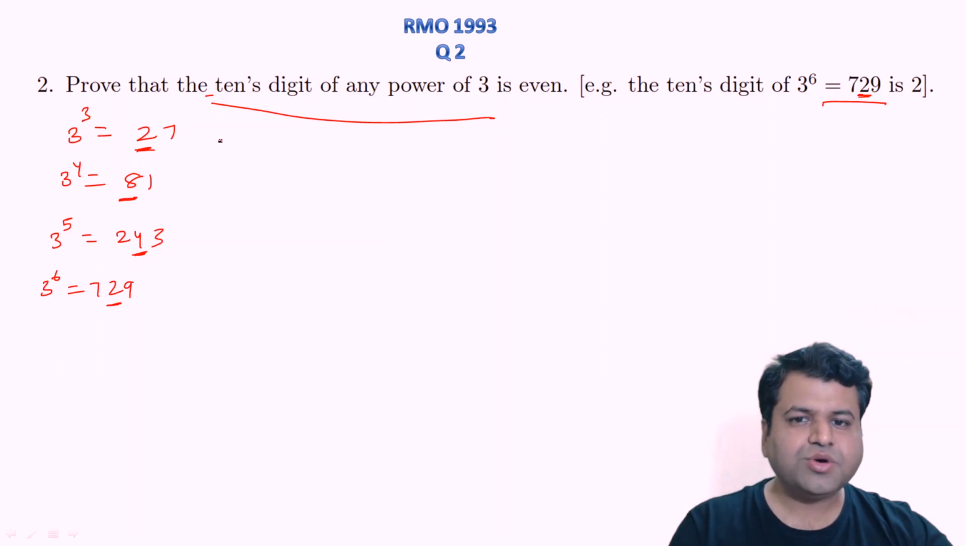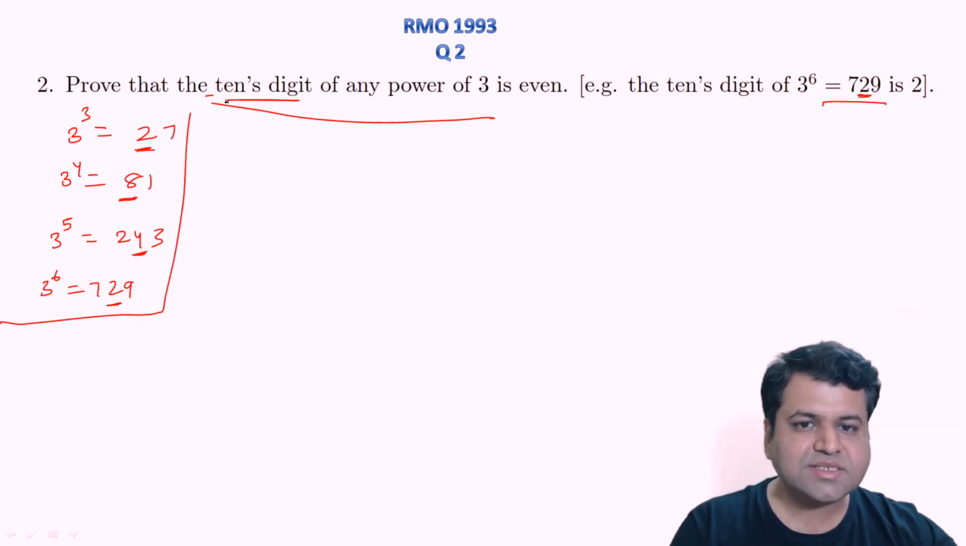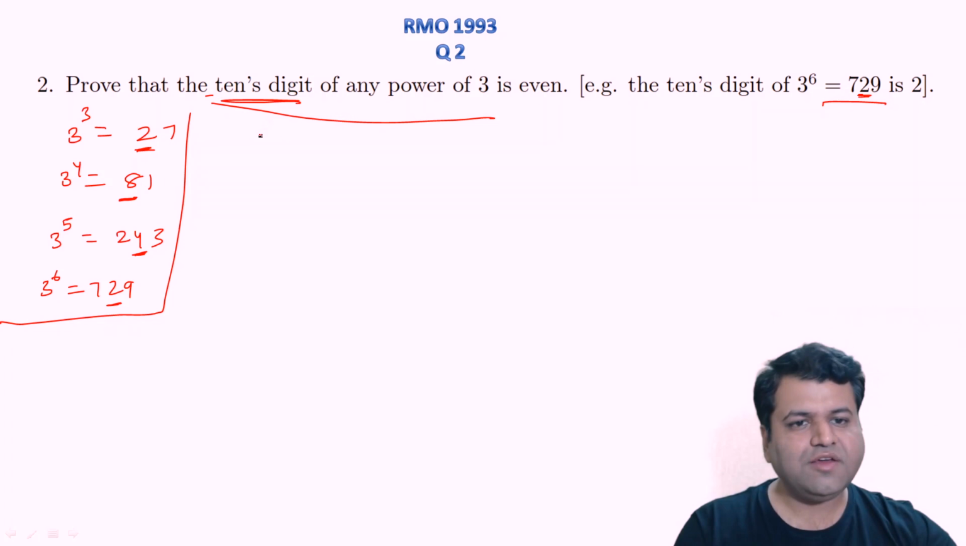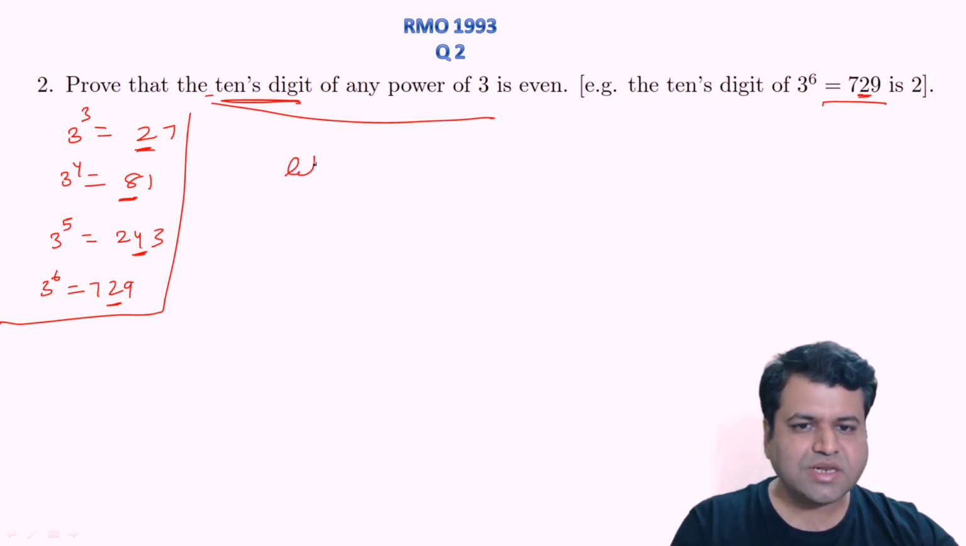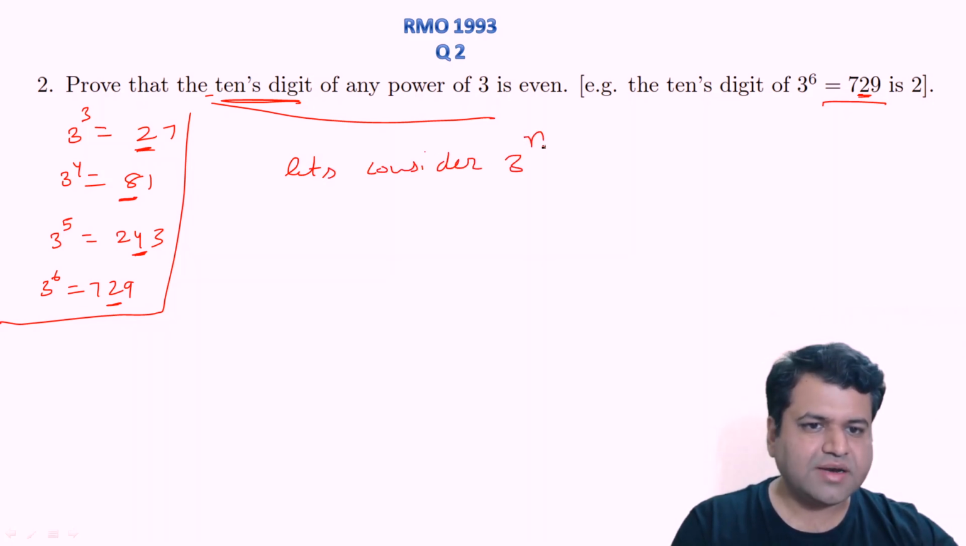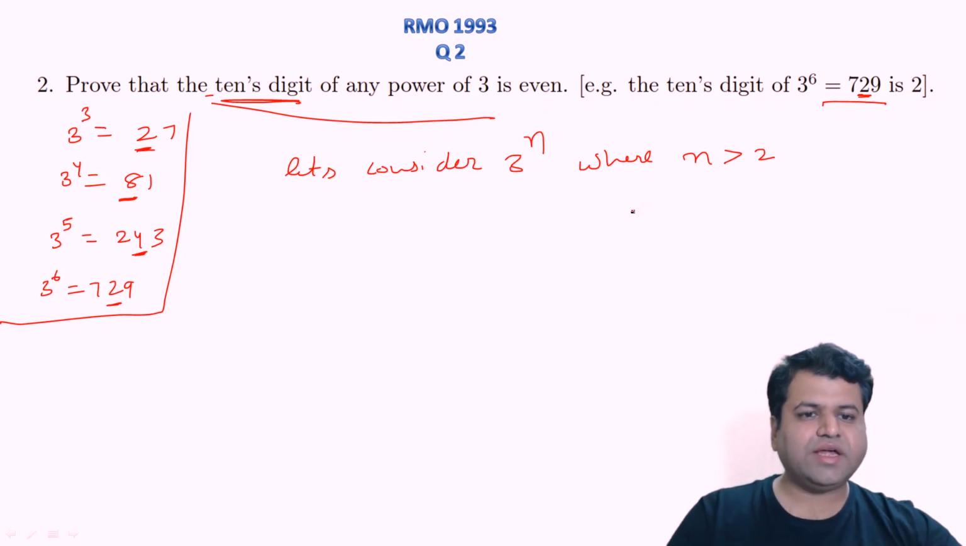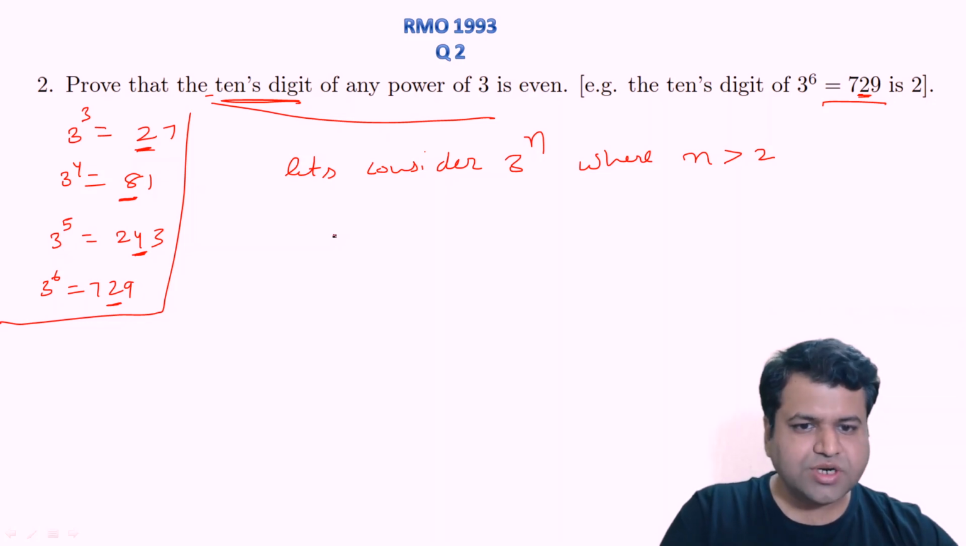So this seems to be true, and we need to actually prove that the tens digit of any power of 3 will be even, right? So let's consider any power of 3 which has at least 2 digits. That means let's consider 3 power n, where n is greater than 2, because if n is 2 or less, then the number of digits will be only 1. Let's assume the last 2 digits of 3 power n as AB.